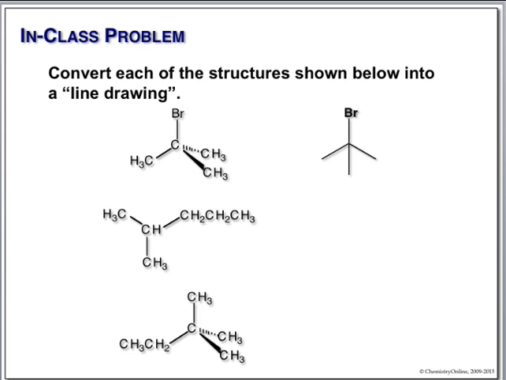This next one, our longest chain is going to be 1, 2, 3, 4, 5 carbons. 1 carbon side chain. Something like that would work. Our next one, we look for our longest chain. Once again, it's going to be 1, 2, 3, 4 carbons. And here on this second carbon, we have 2 1 carbon side chains. Something like that would work.